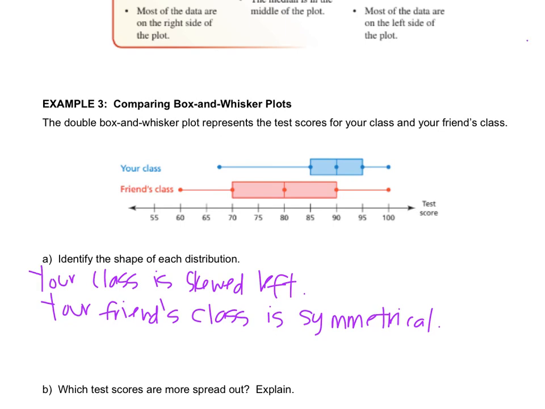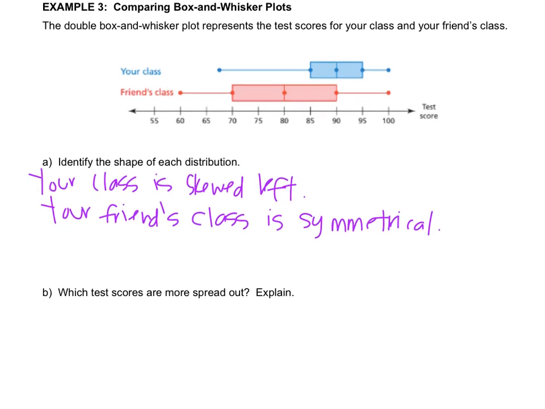And the last question says which test scores are more spread out. So the range and the interquartile range will help us determine that. So pause the video. I want you to find the range of your class and your friend's class, and then also the interquartile range of your class and your friend's class. And then once you have those numbers, we'll answer the question together.